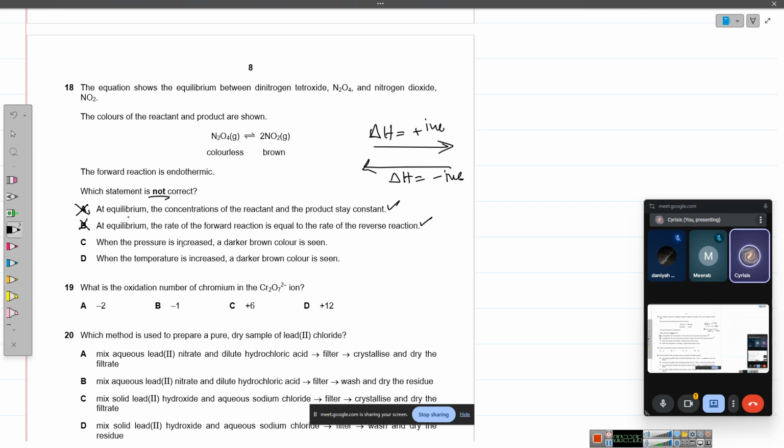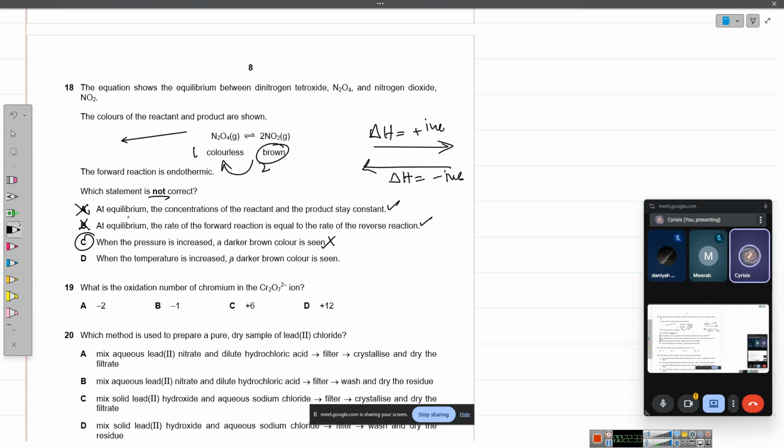When the pressure is increased, a darker brown color is seen, right? If you now look at the number of moles, we have 1 here and 2 here. If you increase the pressure, that means the reaction should go backwards towards fewer moles, right? That means if I increase the pressure, we should get from brown to colorless rather than the other way around. So this is the incorrect option. This is our answer, right? But I'll still eliminate the last one.